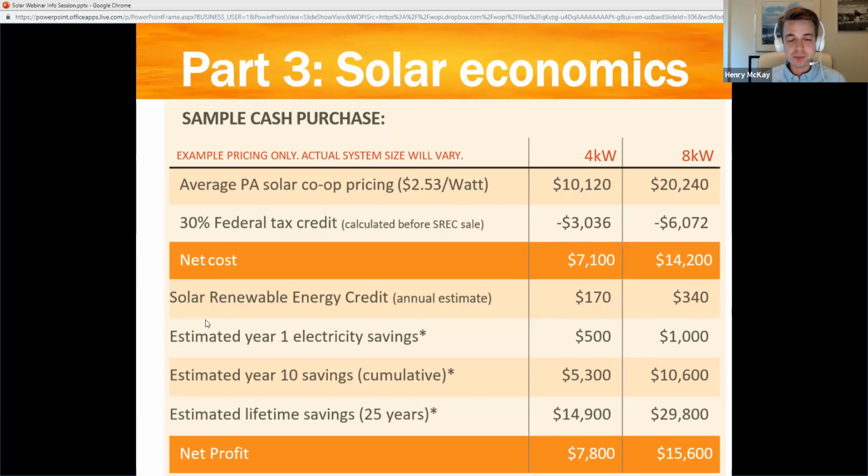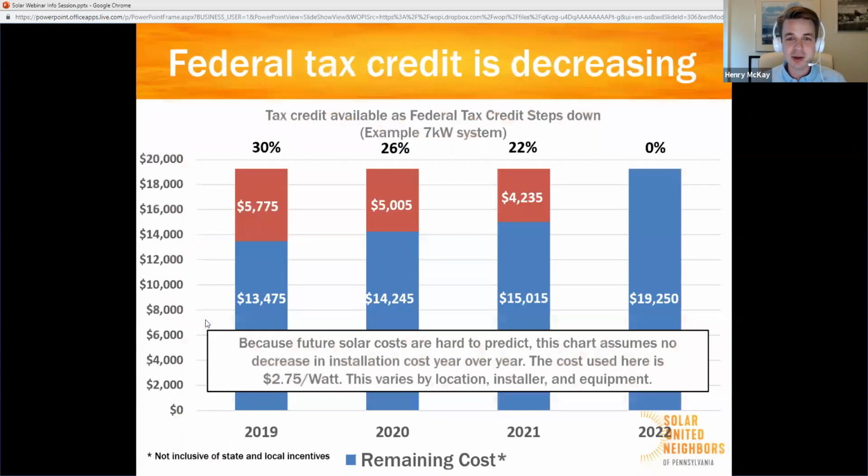And it's also important to note that that 30% federal tax credit is not going to be 30% indefinitely. It's only 30% until the end of this year. If your solar system is installed, if it's completed after the end of 2019, then you're only going to get a 26% tax credit. The year after that, 22%, and the year after that, 0%. This is for residential. For commercial properties going solar, instead of going to 0, it goes down to 10% and stays there indefinitely.